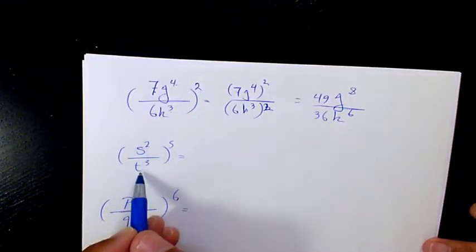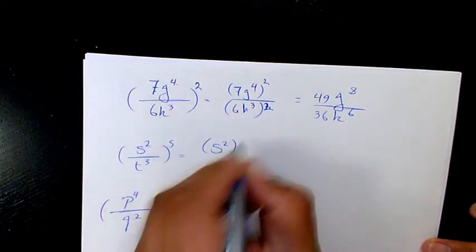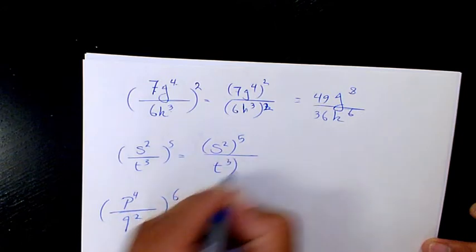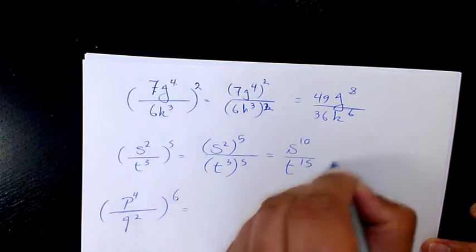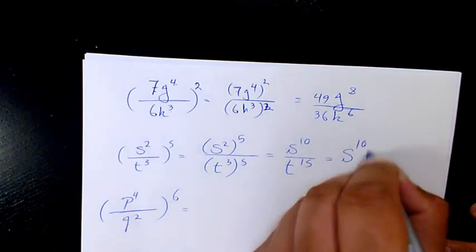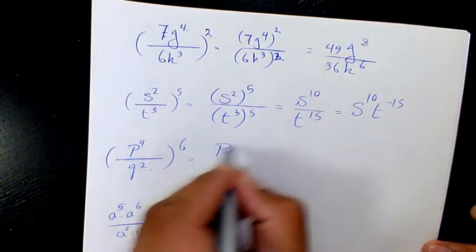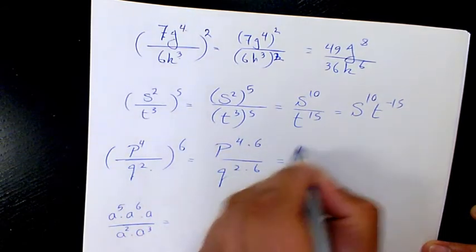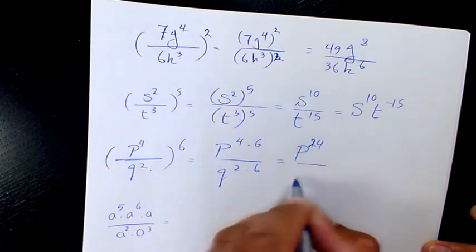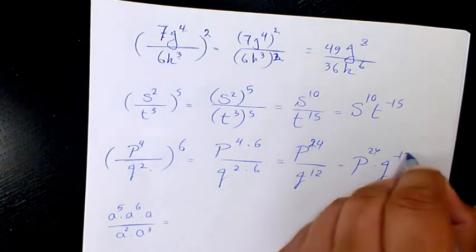s to the power of 2 divided by t to the power of 3 to the power of 5. So it's going to be s squared to the power of 5, t cubed to the power of 5. So it's going to be s to the power of 10, t to the power of 15. So it's going to be s10, t to the power of negative 15. p to the power of 4 divided by q to the power of 2 to the power of 6. So it's going to be p to the power of 4 times 6 divided by q to the power of 2 times 6. It's going to be p to the power of 24 divided by q to the power of 12. So p 24, q negative 12.